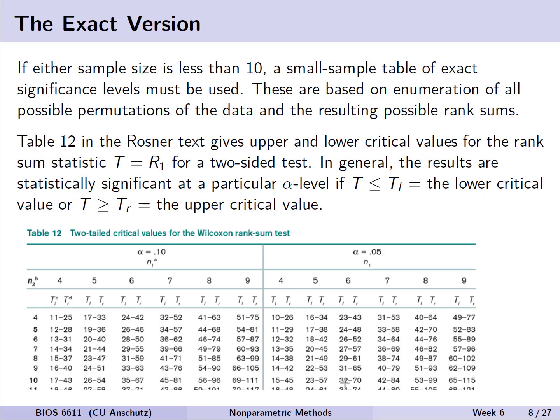The exact version of the test is a similar approach. However, because we have small sample sizes and are worried about some of those asymptotic properties, we instead use a table such as table 12 from our Rosner textbook. Here we see that depending on the desired alpha level, you would find the corresponding t-statistics and then take the values and use them for our calculations.